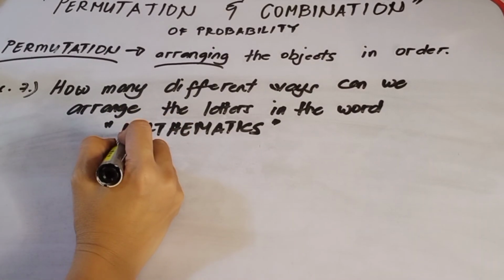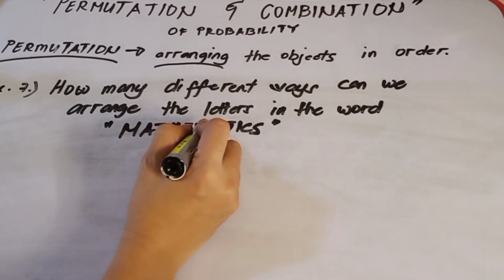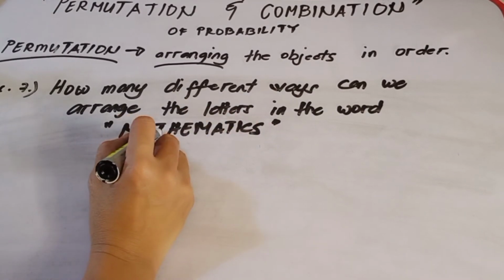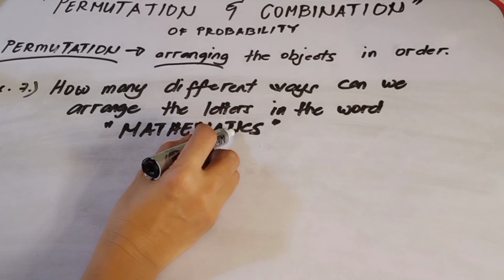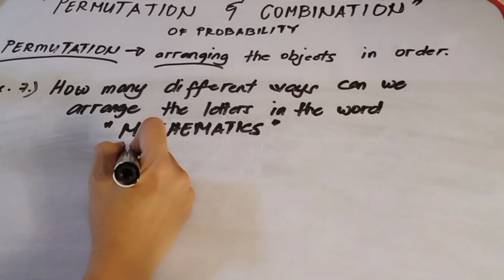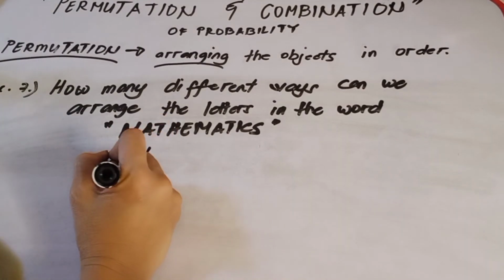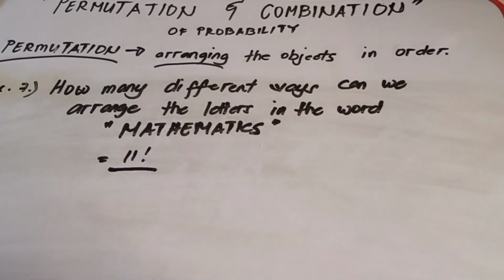So, let's count how many letters are involved in our word mathematics. So, that is 1, 2, 3, 4, 5, 6, 7, 8, 9, 10, 11. Tama ba? So, that is simply 11 factorial. Correct? Okay. However, in our word mathematics, merong mga letters na naulit.